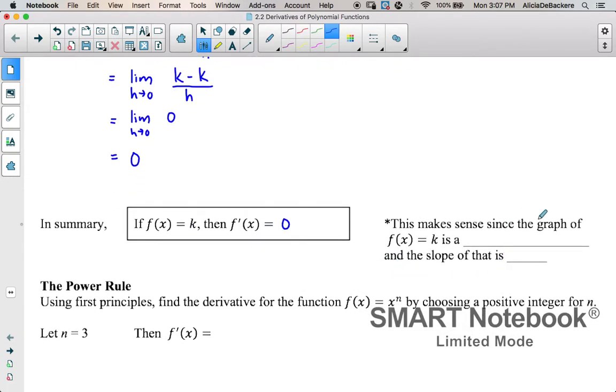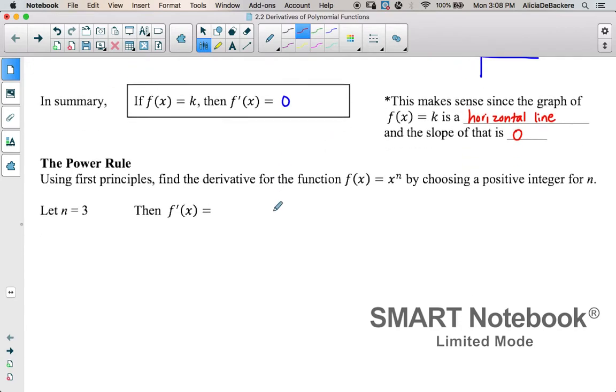Now, if I think about the graph of f at x equals k, well, that's just saying that along the graph, the y value is always equal to k. So every point along this function has a y value equal to k. And you can see here, it's just a horizontal line. And if I think about the derivative function, it tells me the slope of the tangent. Well, anywhere I draw the tangent along here, the tangent is also going to be a horizontal line. And so the slope of that is always 0. So that makes sense that it comes out as 0.